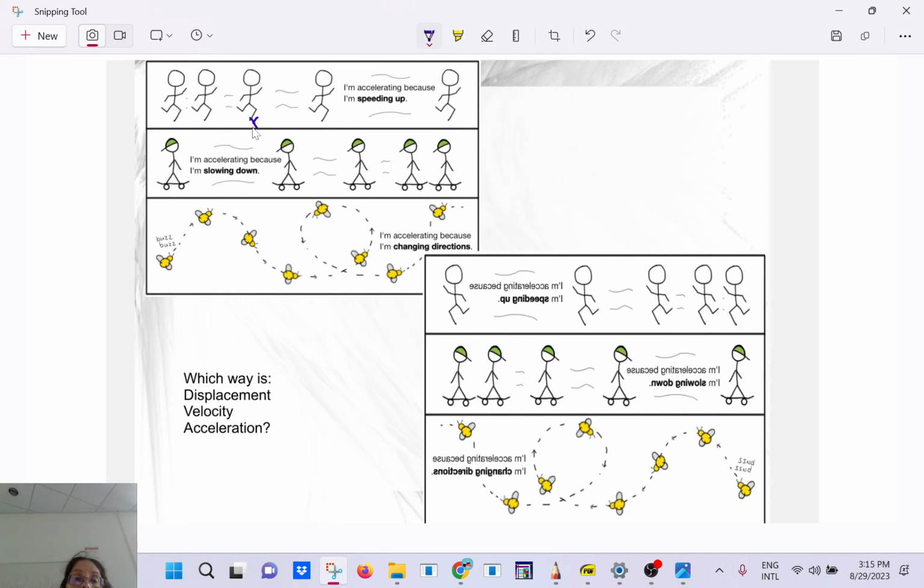So for example, if you start from that position and go to this position B, you have the displacement delta X. Is the displacement positive or negative? Positive. And then what about the velocity? Which way is it moving? Right. So the velocity will be positive. Do you agree with that?